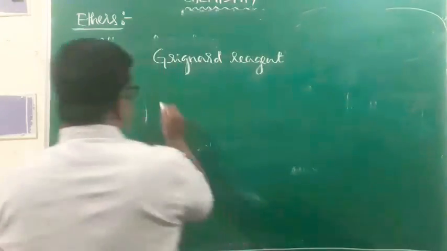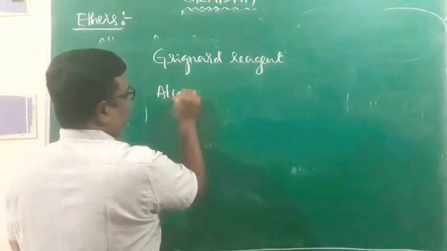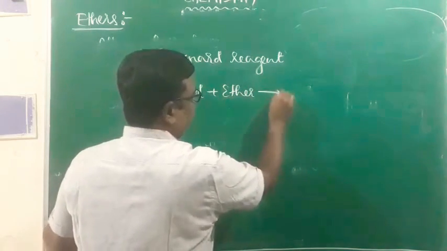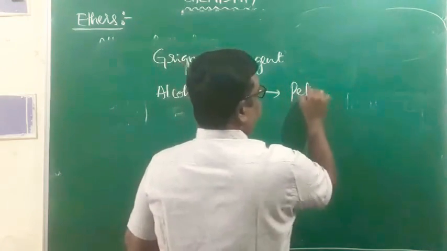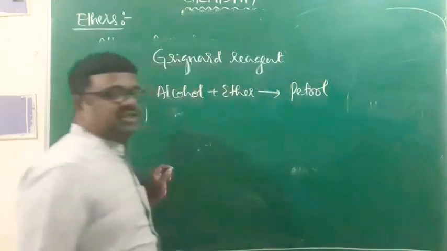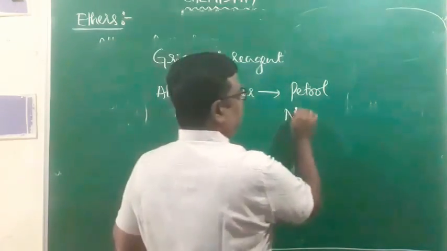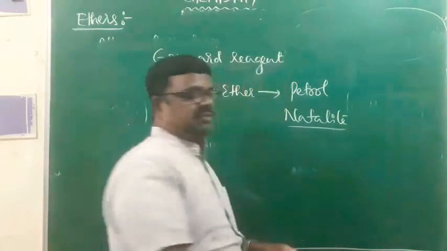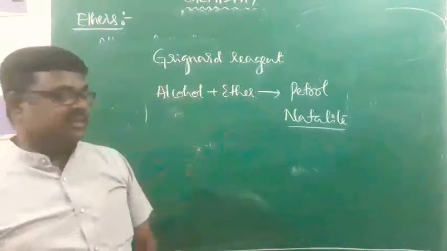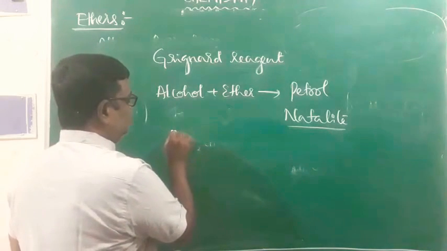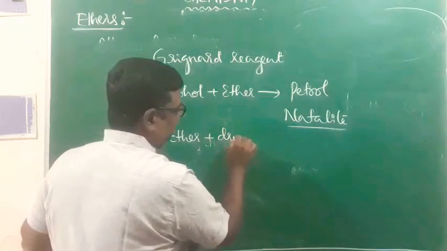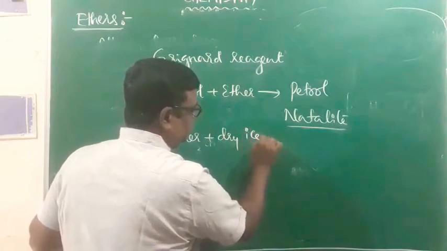Apart from that, a mixture of alcohol and ether can be used as a petrol substitute under the name natalite. This mixture can be used as a fuel. And apart from that, a mixture of ether and dry ice, solid carbon dioxide, yes, a mixture of ether and dry ice.